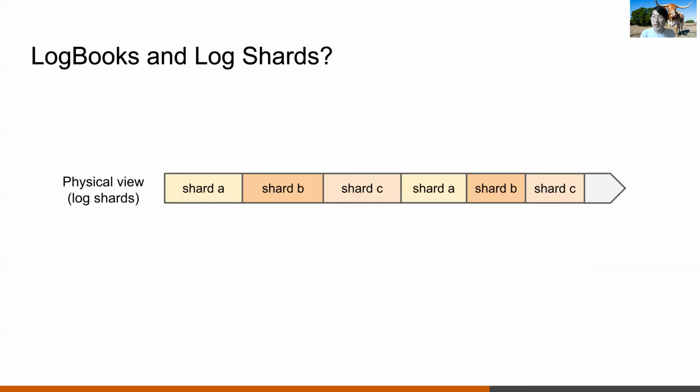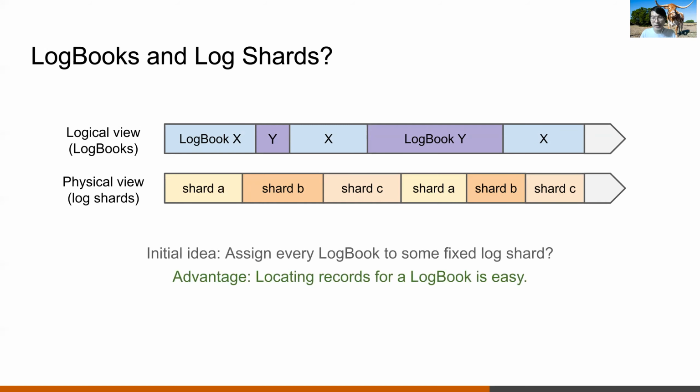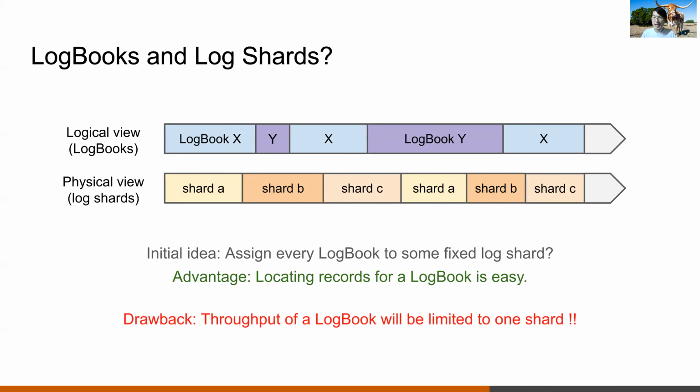Now we see that in the physical view, Boki's shared log is a mixture of log shards. But from the side of applications, the logical view is that many different logbooks are multiplexed over a single Boki log. So the question is how the logical view connects to the physical view within a Boki log. We have an initial idea to assign every logbook to some fixed log shard. This design will simplify logbook reads because there is a fixed relationship between the two. However, this design has an obvious drawback: the throughput of a logbook will be limited to a single shard.